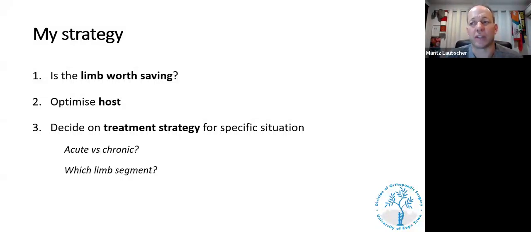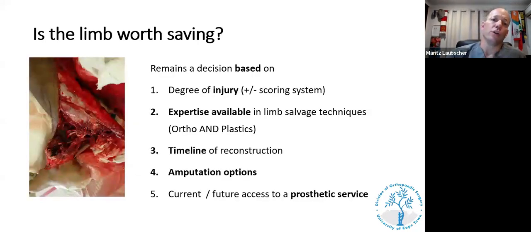There are some different options, whether it's acute or chronic, and also which limb segment is involved. So again, the decision in acute trauma with a mangled extremity on whether to address the bone defect and the injured limb for limb reconstruction versus amputation depends on the degree of injury, the expertise available in limb salvage, both in orthopedics and in plastics, the timeline of such a reconstruction, the amputation options, and then the patient's access to prosthetic care if you consider an amputation.